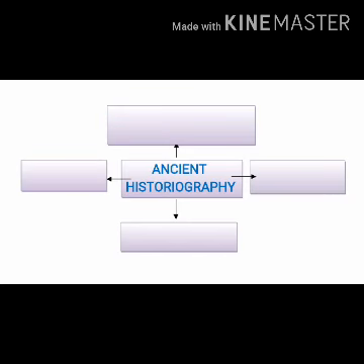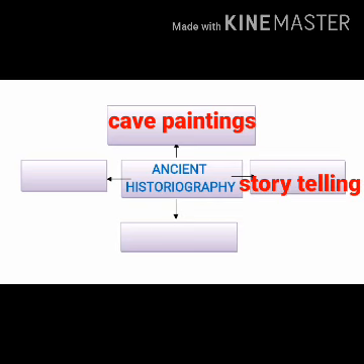Fifth web is ancient historiography. That is how we came to know about ancient history. What were the ancient sources of history? So in the olden times, cave paintings were done. So we came to know through the cave paintings. So write down in the first box, cave paintings. Then in the second box, write down storytelling.